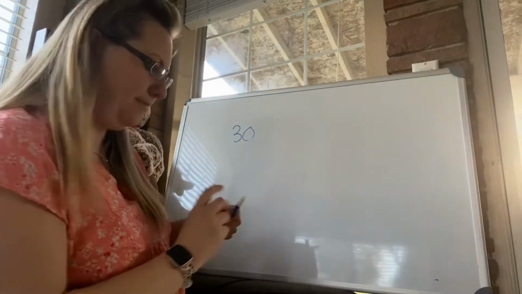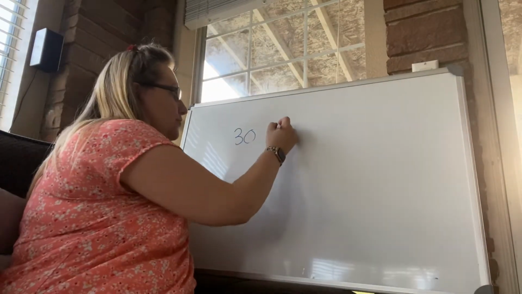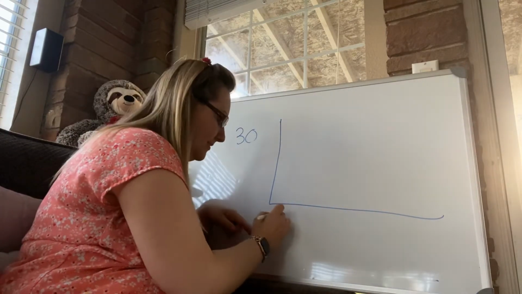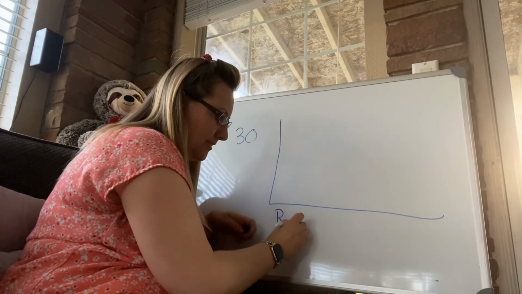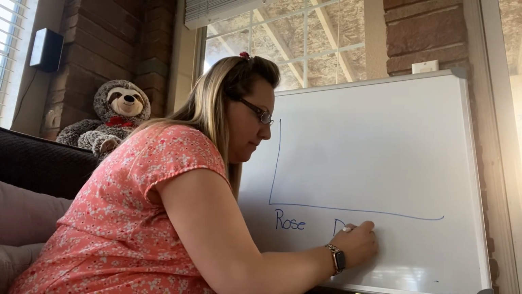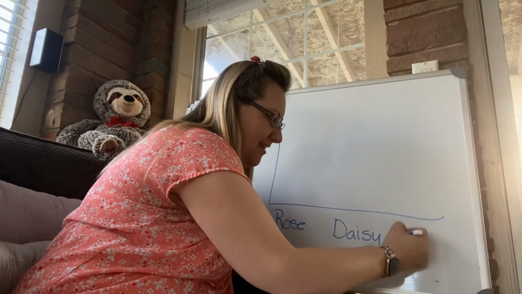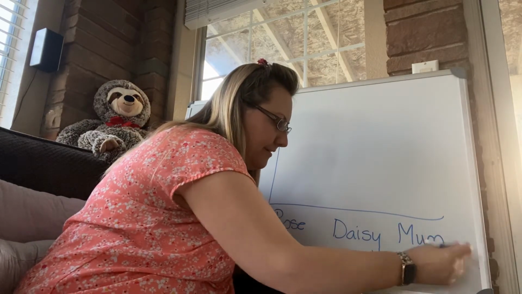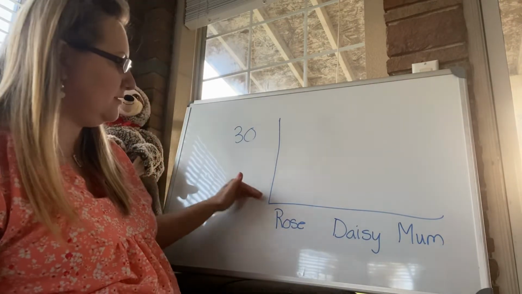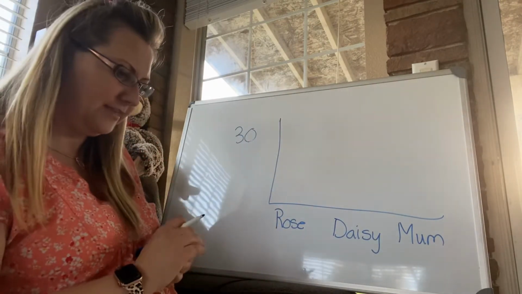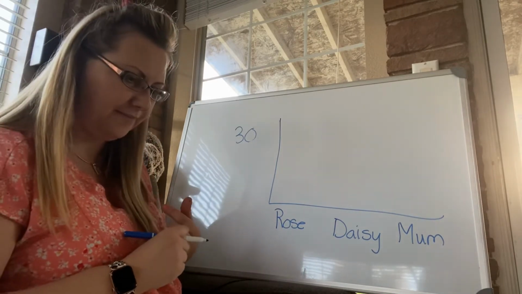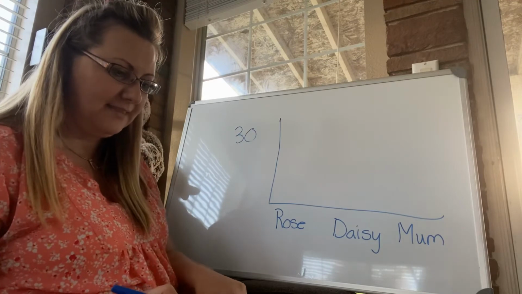I would say it might make more sense to do roses at the bottom, so the different flowers, roses and daisies and mums. I thought I would try it the other way, but typically on graphs it makes more sense to have the numbers on the vertical scale. It's just more the way we see them, so probably would have been better to start off that way. Now we see the numbers.